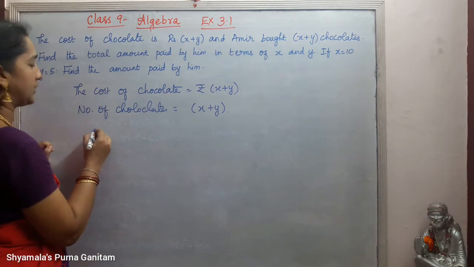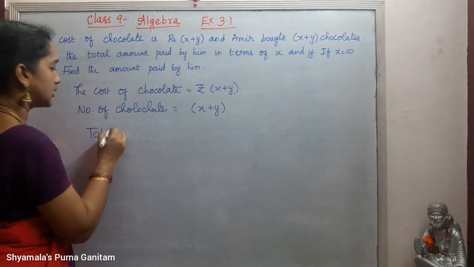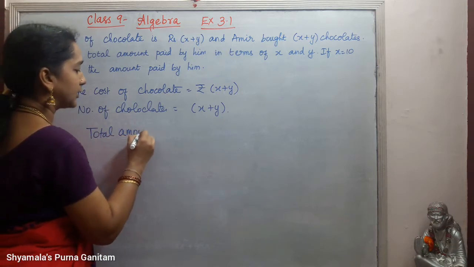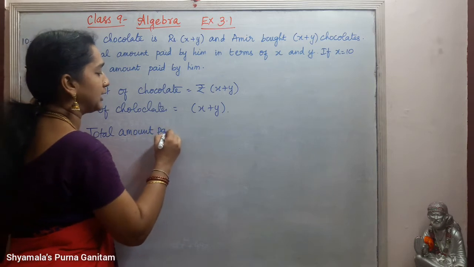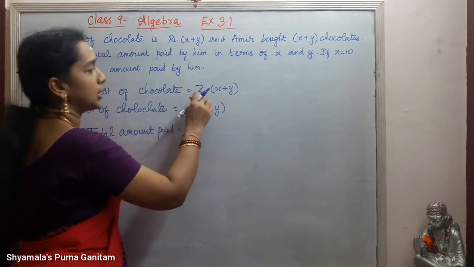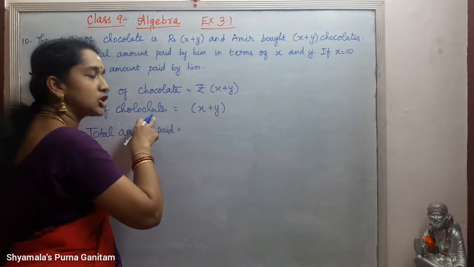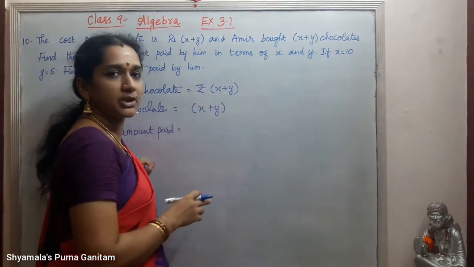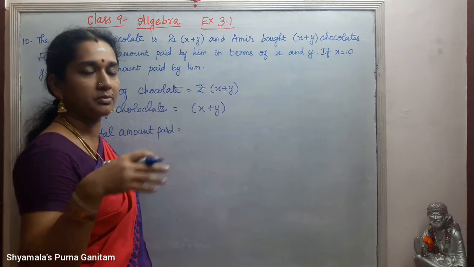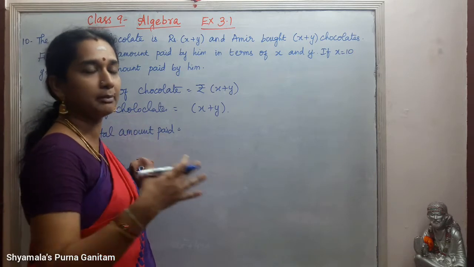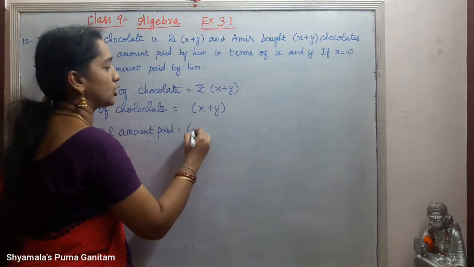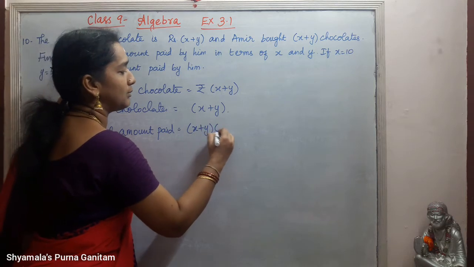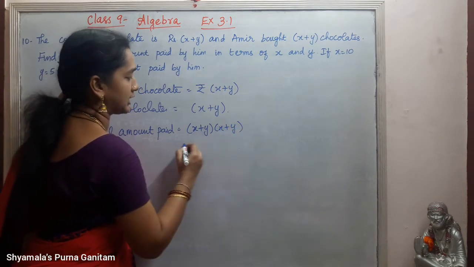So first we need to find the total amount paid. So total amount paid is equal to, when we multiply this, this is the cost of the chocolate and this much chocolates he bought. For example, 10 rupees is the cost of the chocolate and if he bought 10 chocolates, then 10 tens are 100. We need to multiply. So the same procedure here also, these two things have to be multiplied, that is (x plus y) into (x plus y).